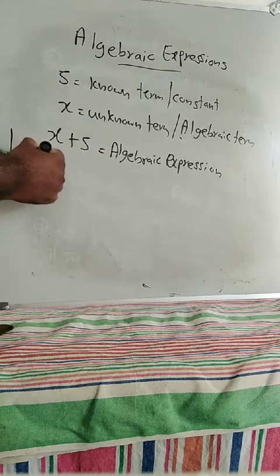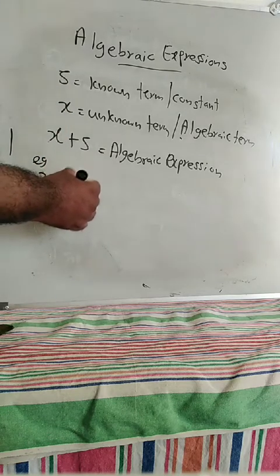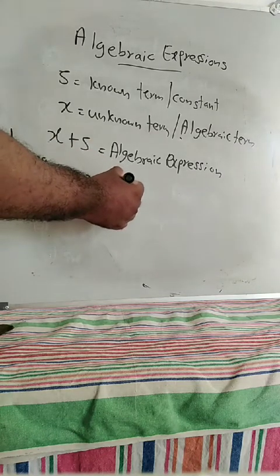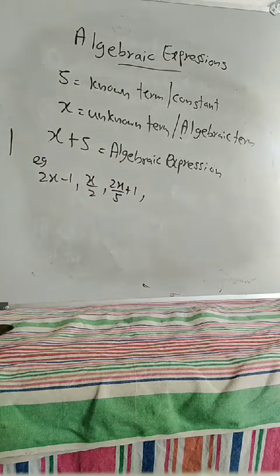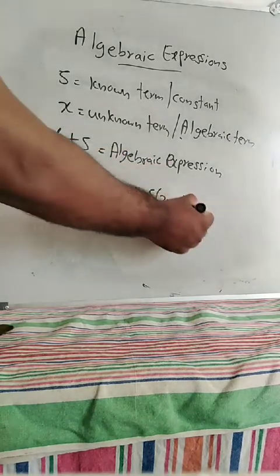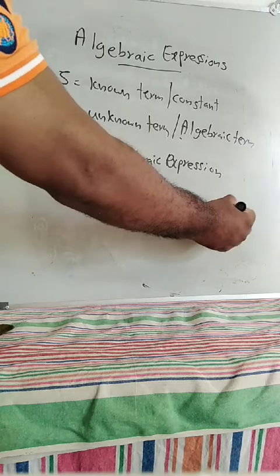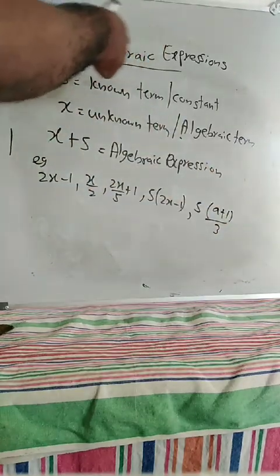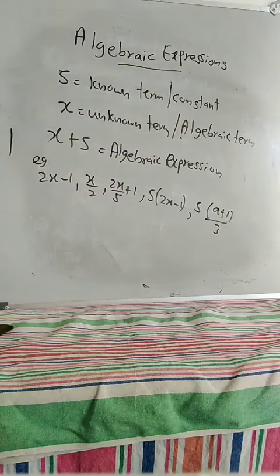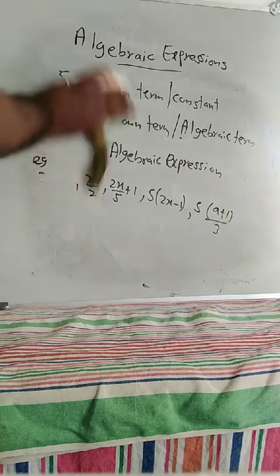For example, 2x minus 1 is an algebraic expression. Then x upon 2 is an algebraic expression. Then 2x upon 5 plus 1, and 5 times 2x minus 1 are algebraic expressions. Then 5 times a plus 1 divided by 3. We need this knowledge when we learn algebraic fractions also. These are algebraic expressions.